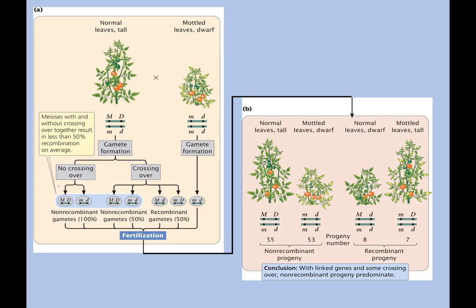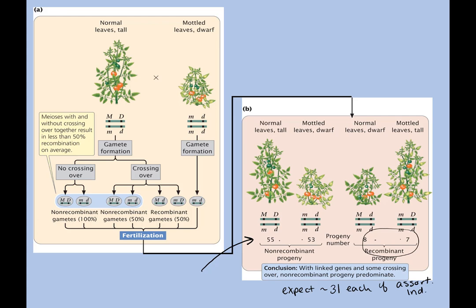What this is showing you is that with linked genes, here's our progeny, and we are not getting a 1-to-1-to-1 ratio. If you add these numbers up, it's 123, so you would expect about 31 in each category if it was assorting independently, which is what we've been working with. But in fact, you don't get that at all. You get a very low number of recombinants.